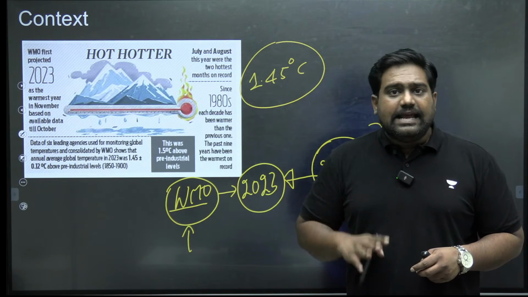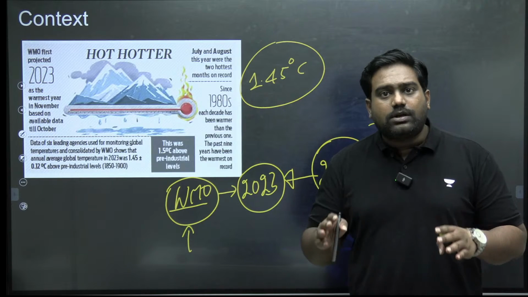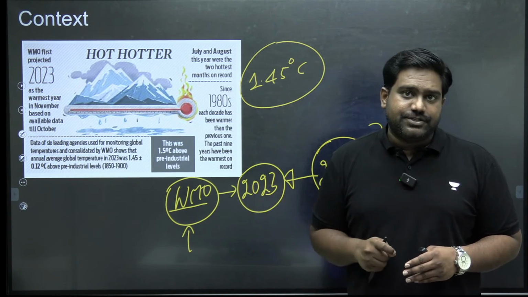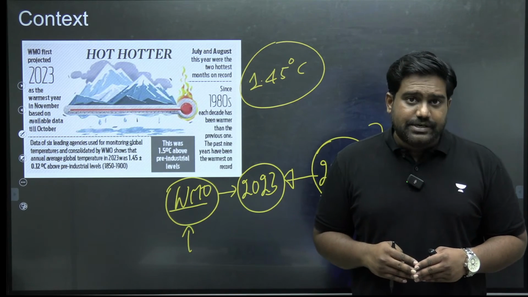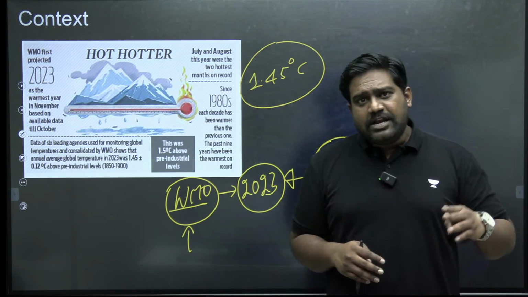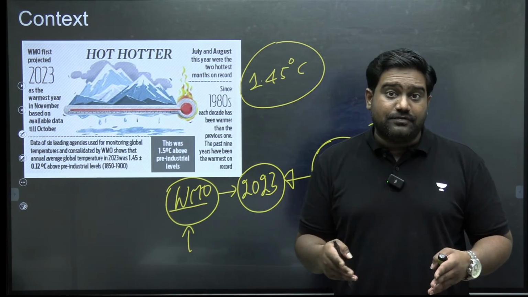In fact, since the 1980s, each passing decade has been the hottest decade on record. In fact, the last 9 years have consecutively beaten the records of the previous years. So if 2023 was the hottest year on record, then 2024 is all set to become the hottest year on record by the end of this year.